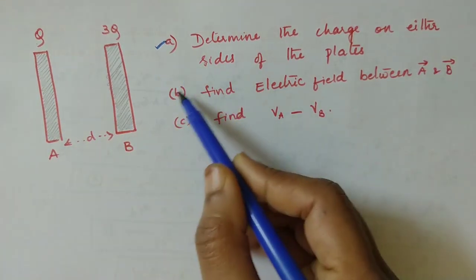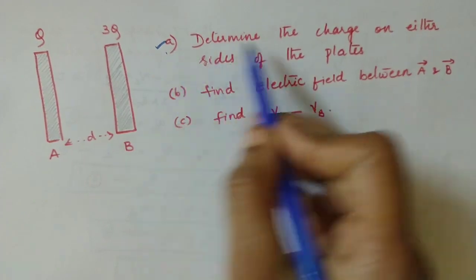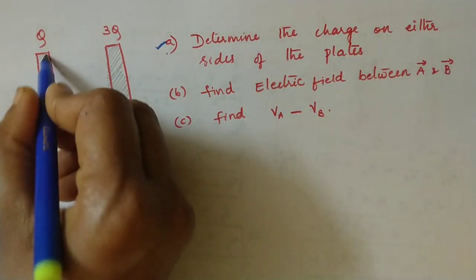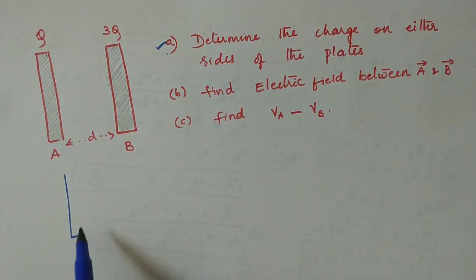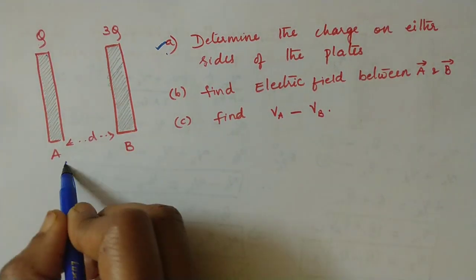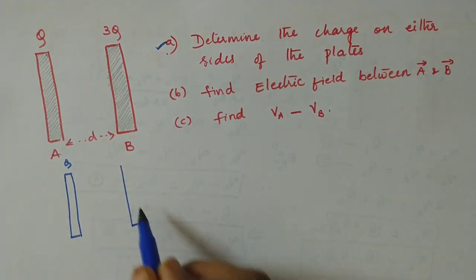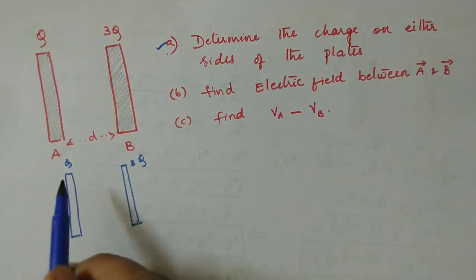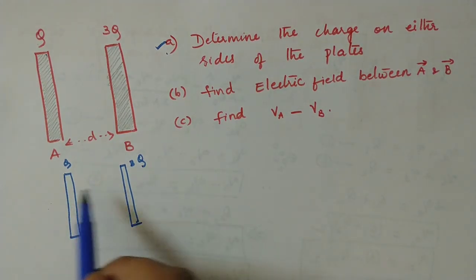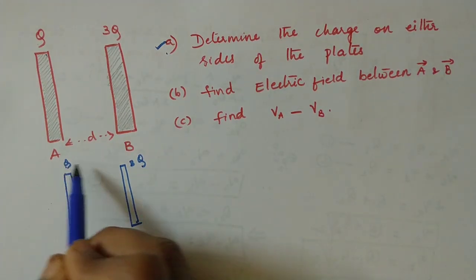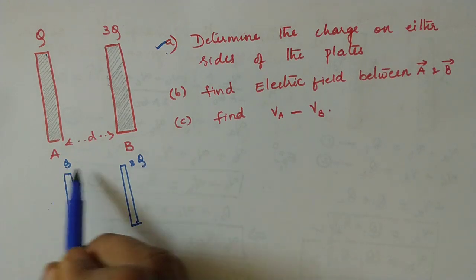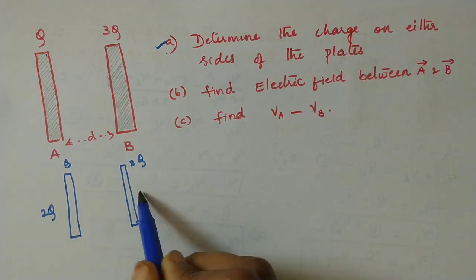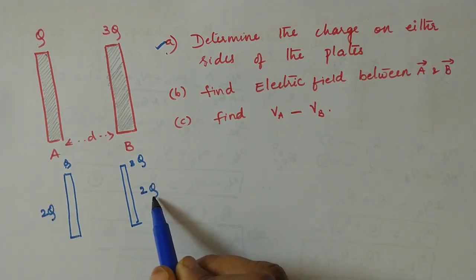There are 3 bits in this question. First, let us come to the first: determine the charges on either sides of the plates. See how to simply solve this. The first plate had a charge Q and B is having a charge 3Q. Just now we have seen that the charge on these outer surfaces will be Q1 plus Q2 by 2. So Q plus 3Q, 4Q by 2. This would be 2Q. Even here we get 2Q.